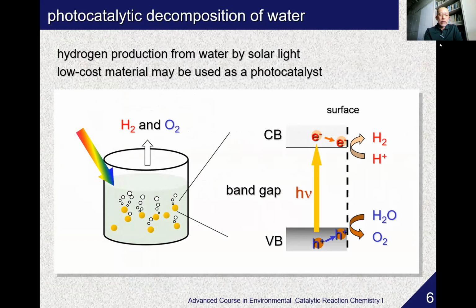Last week, I explained the water splitting into hydrogen and oxygen by photocatalytic reaction. The principle is very, very simple. That is, the excited electron reduces proton or water into hydrogen, and at the same time, positive holes oxidize water into oxygen. So there is no remainder. Just water is decomposed into hydrogen and oxygen.